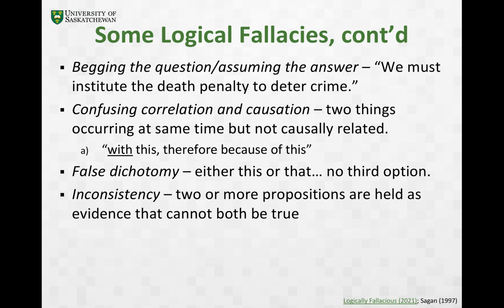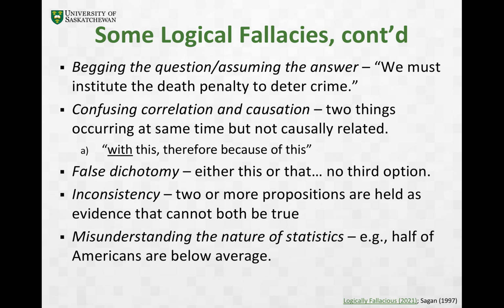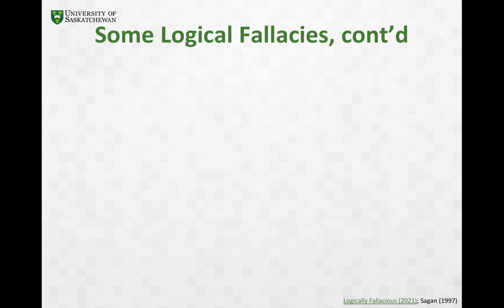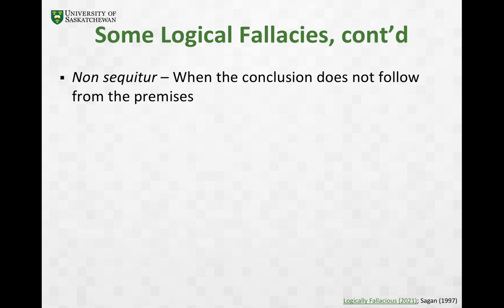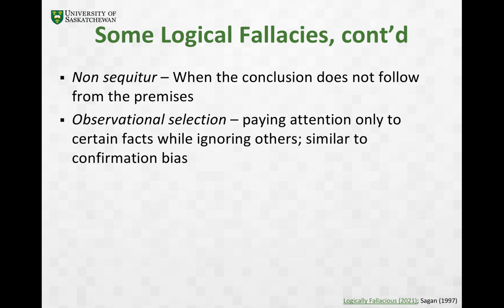Inconsistencies, so whether we're holding two or more propositions as evidence, and both cannot be true if we hold them at the same time. Misunderstanding the nature of statistics is a very important thing that Sagan focuses on. Using a non sequitur argument, that's when the conclusion does not follow from the premises.